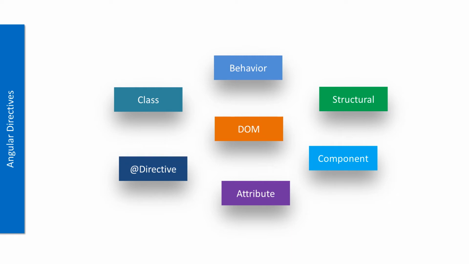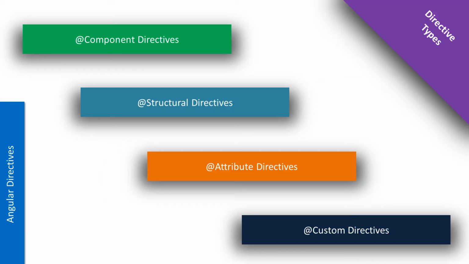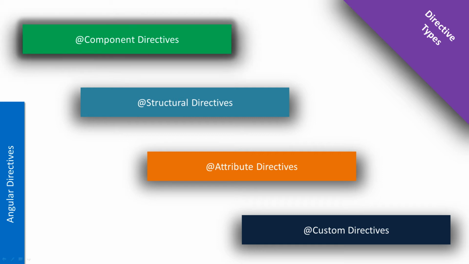We have 4 types of directives in Angular. They are component directives, structural directives, attribute directives, and custom directives. We will see them one by one. First, we will start with the component directive.